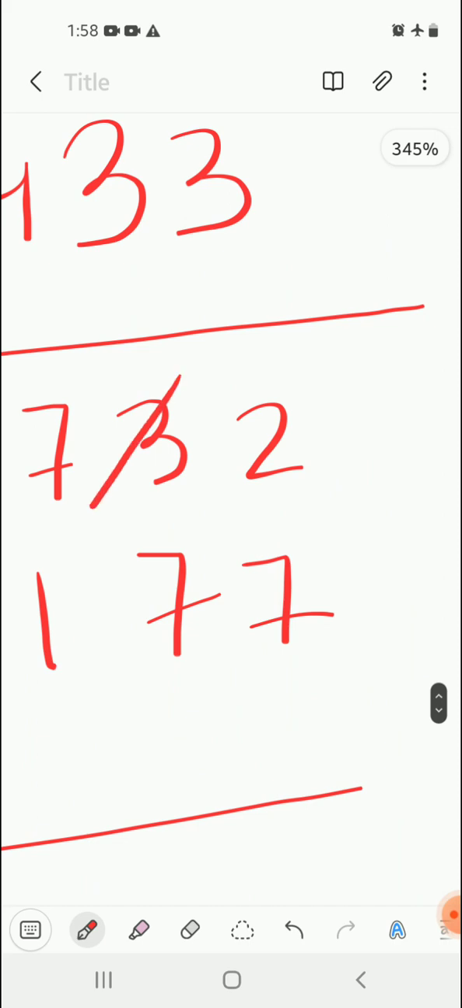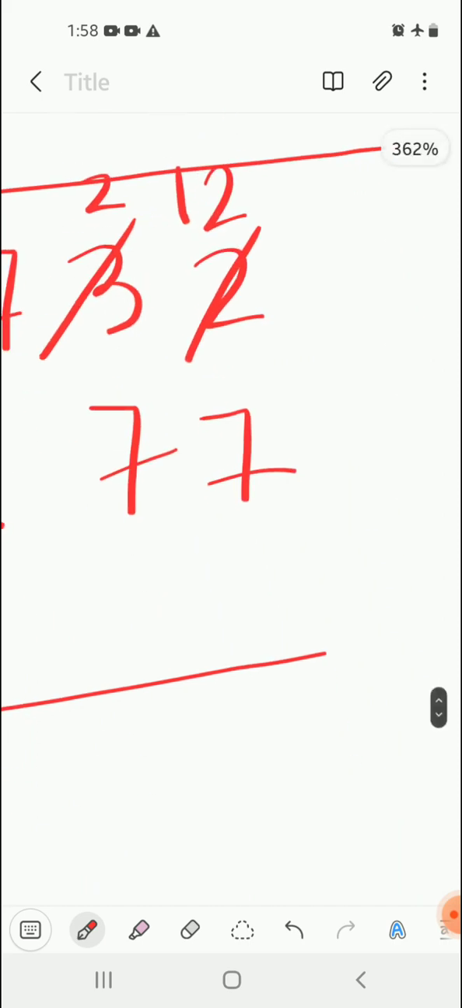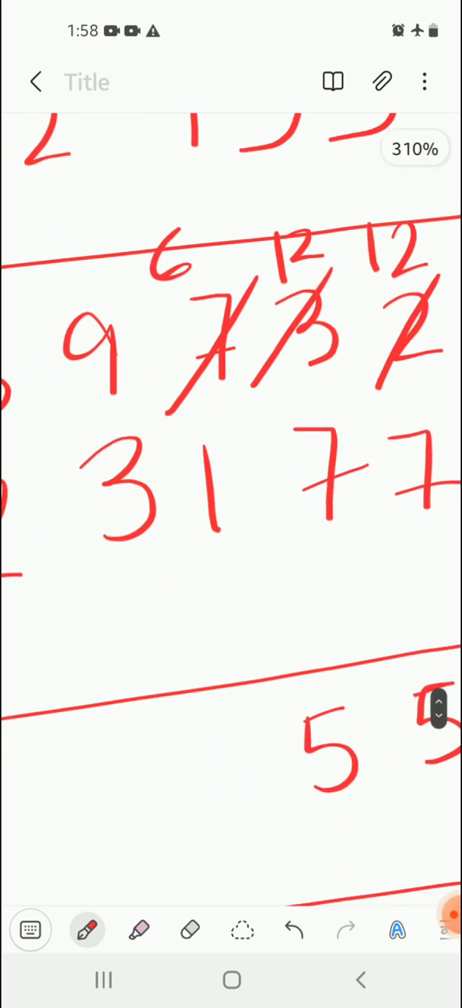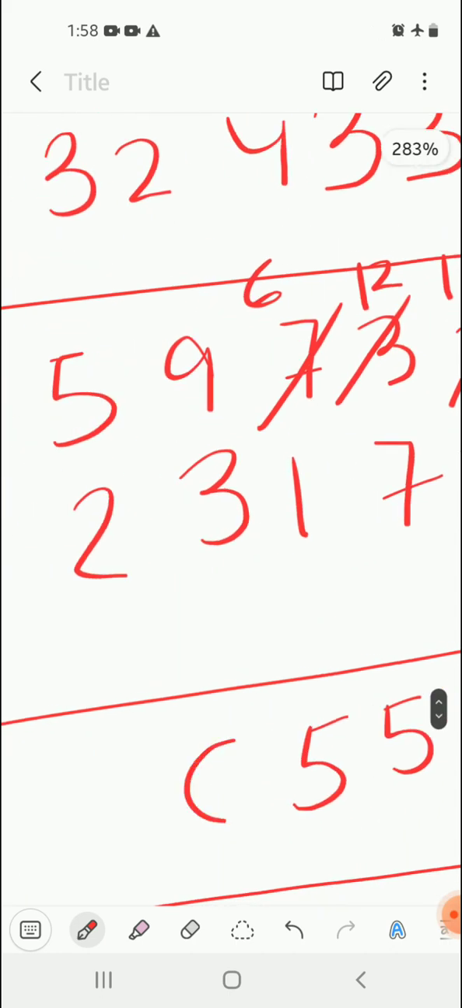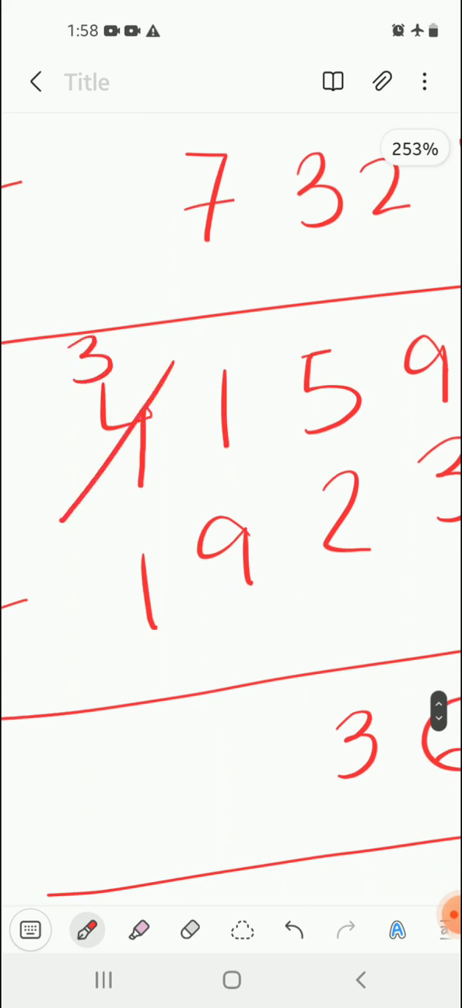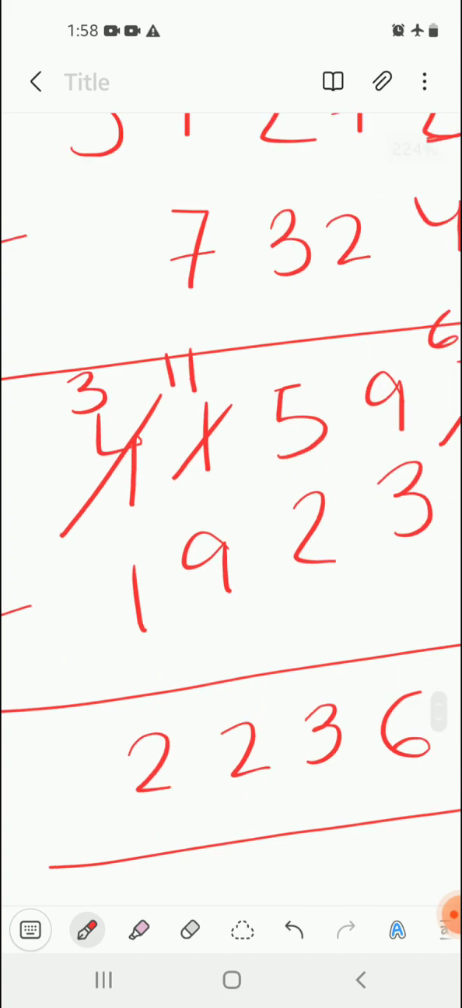See, carry at 2. This will become 12. This would become 5. Again 7 would become 6. This is 12. Again 5. 6 minus 1 5. 9 minus 3 6. 5 minus 2 3. Again we have to take it from here. This is 3. This is 11. 3 minus 1 is 2.